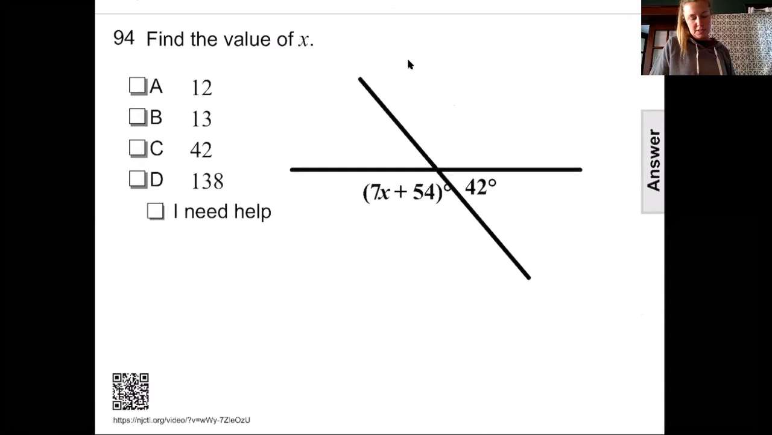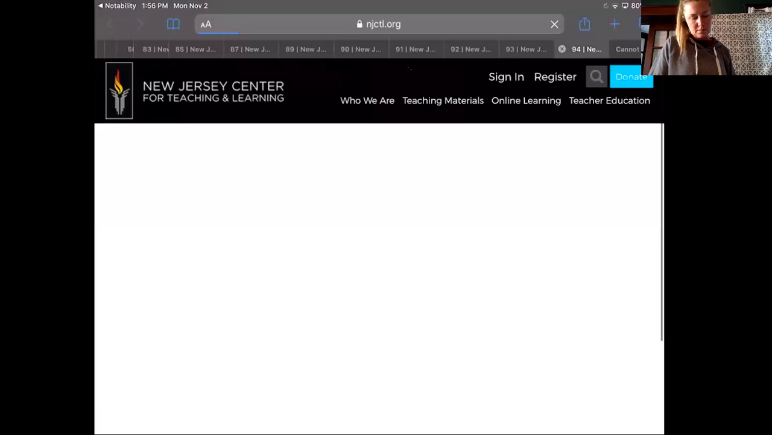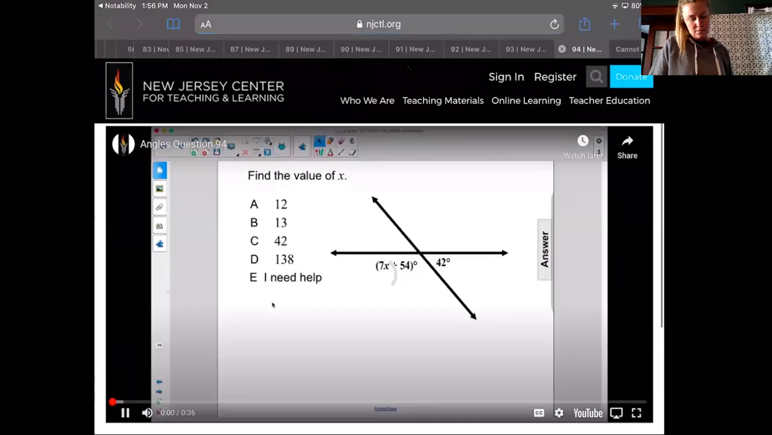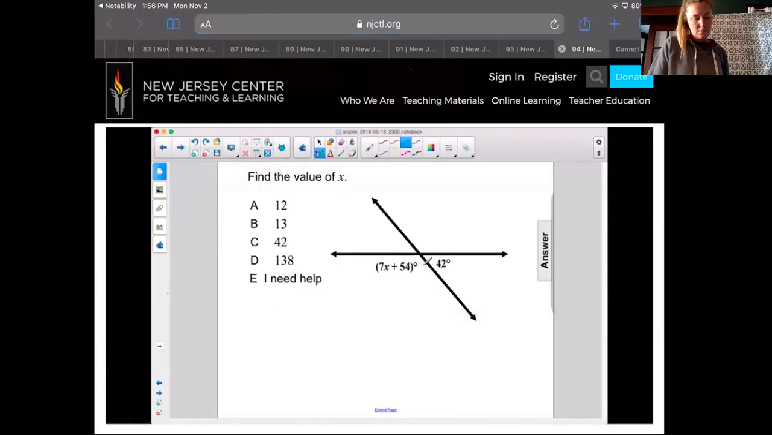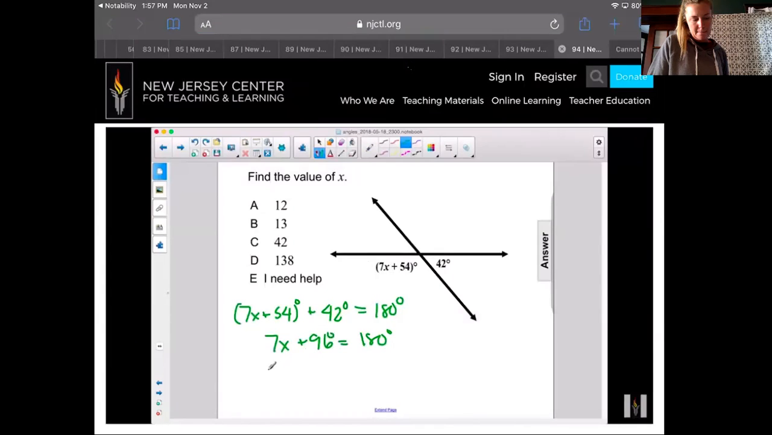All right, last one in this section. Find the value of x. All right, so these two angles are a linear pair. They are supplementary angles, so they add together to equal 180. So we take 7x plus 54 degrees and add 42 degrees. We know that that will equal 180 degrees. So let's just solve for x. We can combine these two terms, and that is 7x plus 96 equals 180 degrees. 7x equals 84 degrees, and therefore x equals 12. The answer is A.